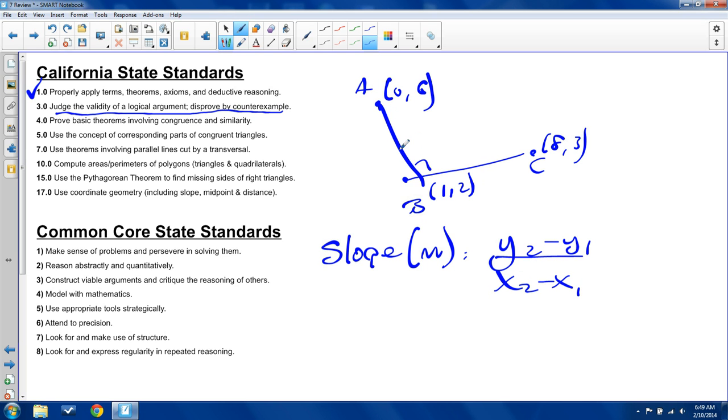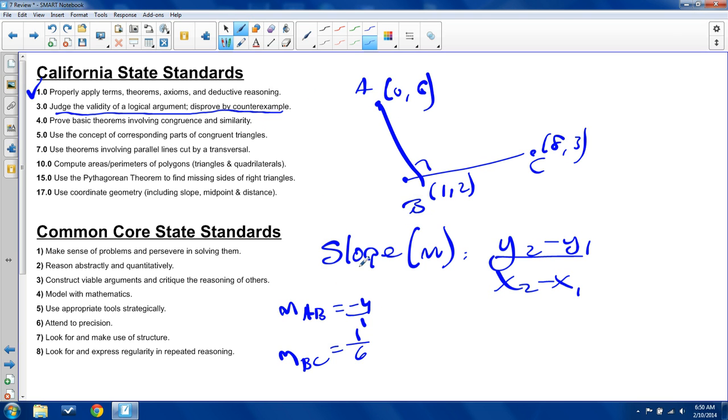So the change in your y values, how much do I rise or fall, in this case from A to B, and how much do I go over? So if I fall 4 units and I go over 1, then my slope for AB is negative 4 over 1, which is negative 4. My slope here is I go up 1 and I go over 6. So my slope of BC is 1 over 6. Now this was kind of close, and that was by accident. If this was 1 over 4, then these would be opposite reciprocals of one another. And if that was true, then this would be perpendicular. And that would be judging the validity of the logical argument.